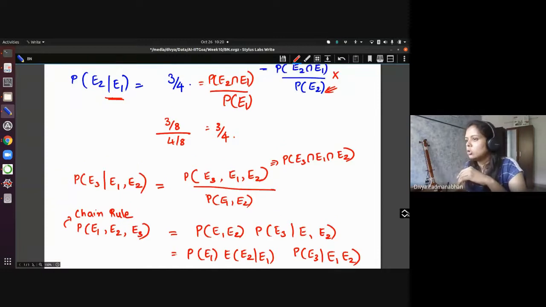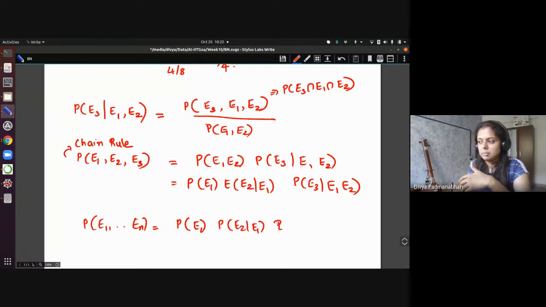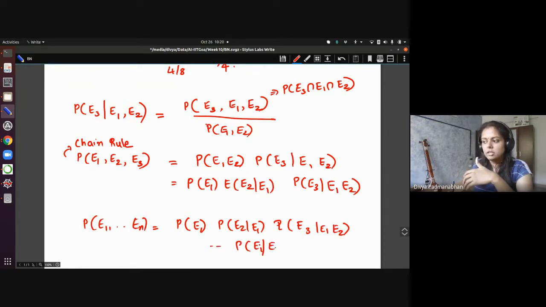Yes, right. So more generally, if you have a collection of events, E1 to En, you take the first event, then you take E2 given E1, then probability E3 given E1, E2, and so on. Each time you take probability Ei given E1 to Ei minus 1. You keep doing it till you get all the n events.